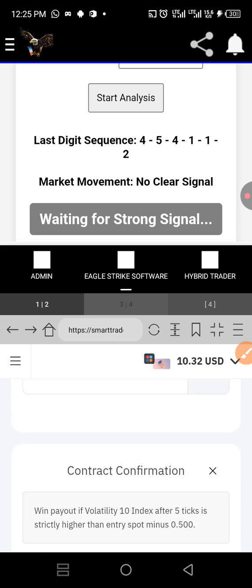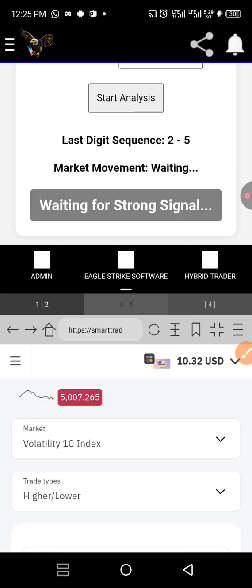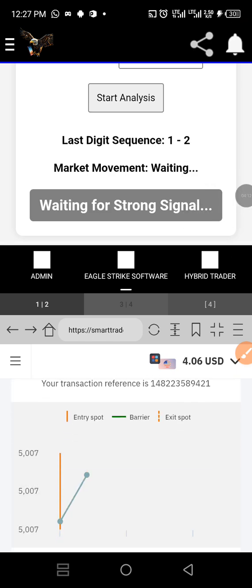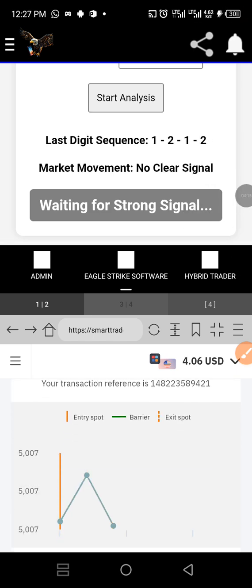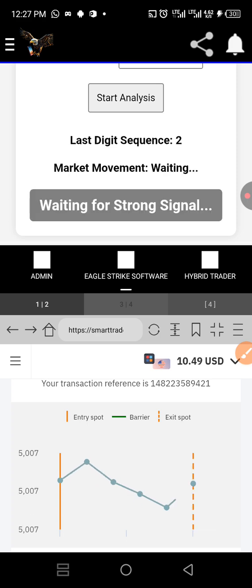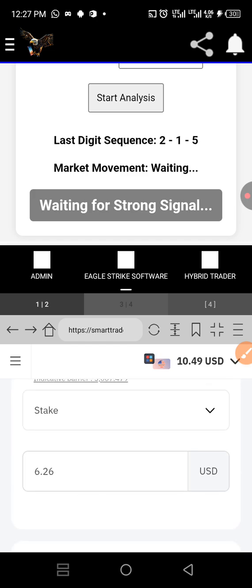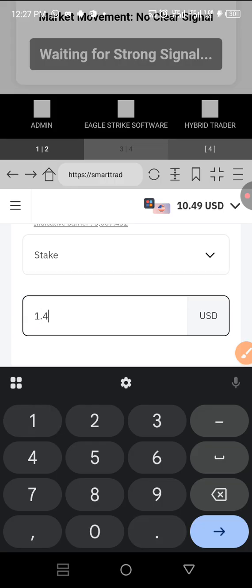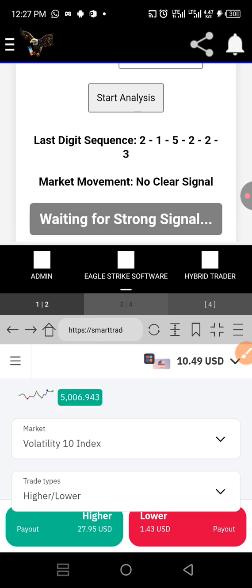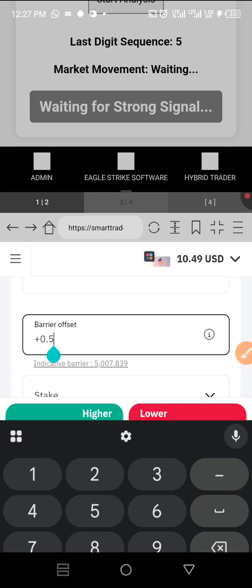So this is going to be our last compounding. Right, so this is the last compounding. So let's wait and see the results. And of course, it's a winning trade, and we reset to 1.4 again, and you're good to go. Since you had a loss, you can decide to come back and start afresh.